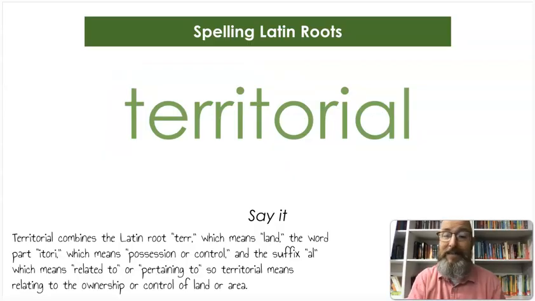Our next word is territorial. Say territorial. Territorial combines the Latin root ter, which means land, the word part I-T-O-R-I, which means possession or control, and the suffix al, A-L, which means related to or pertaining to. So territorial means relating to the ownership or control of land or area.